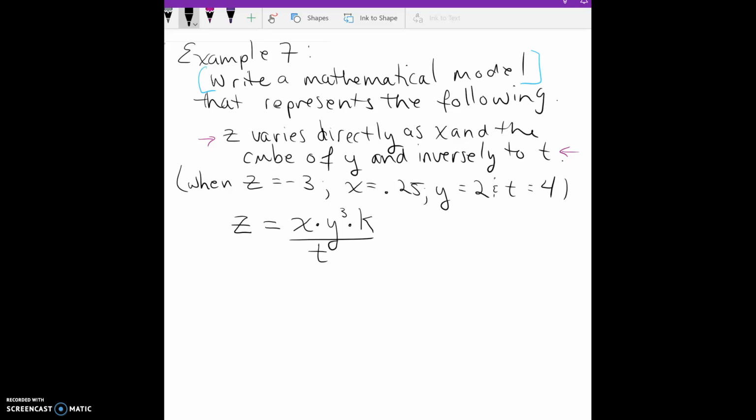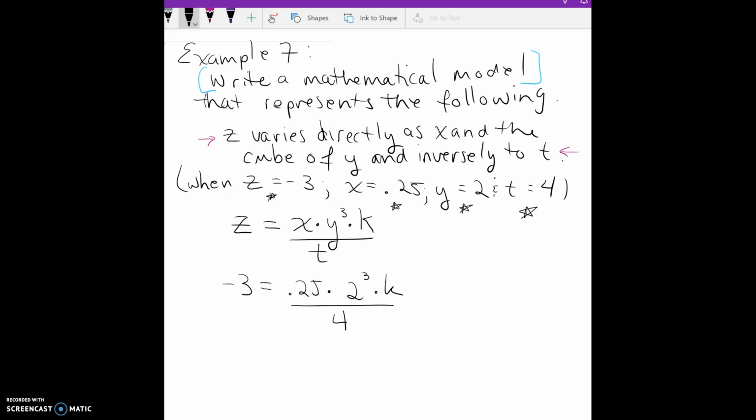Well, here's what I'm going to do. I know what z is. Z is -3. I know what x is, 0.25. I know what y is, 2. I know that t is 4. I'm going to substitute these values in and help us find k. So substituting in, I have -3 is equal to 0.25 times 2 cubed times k all over 4.